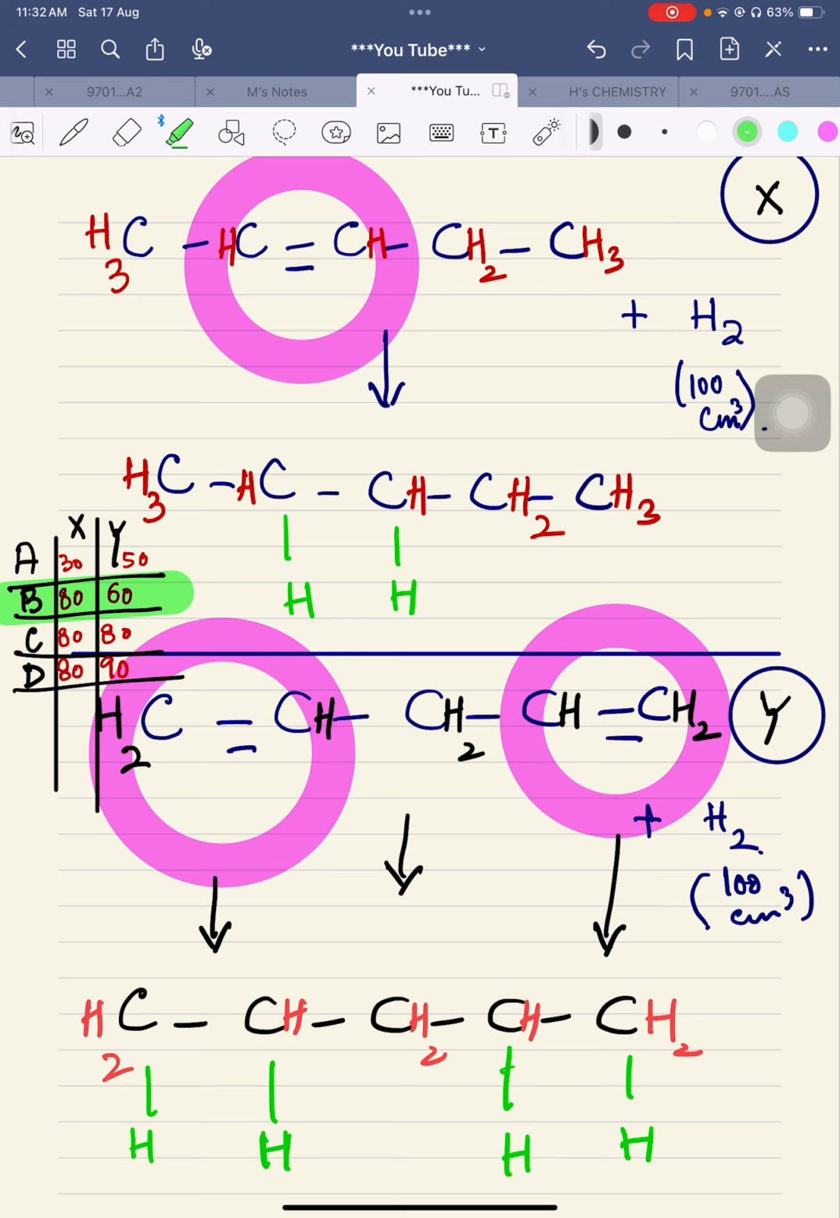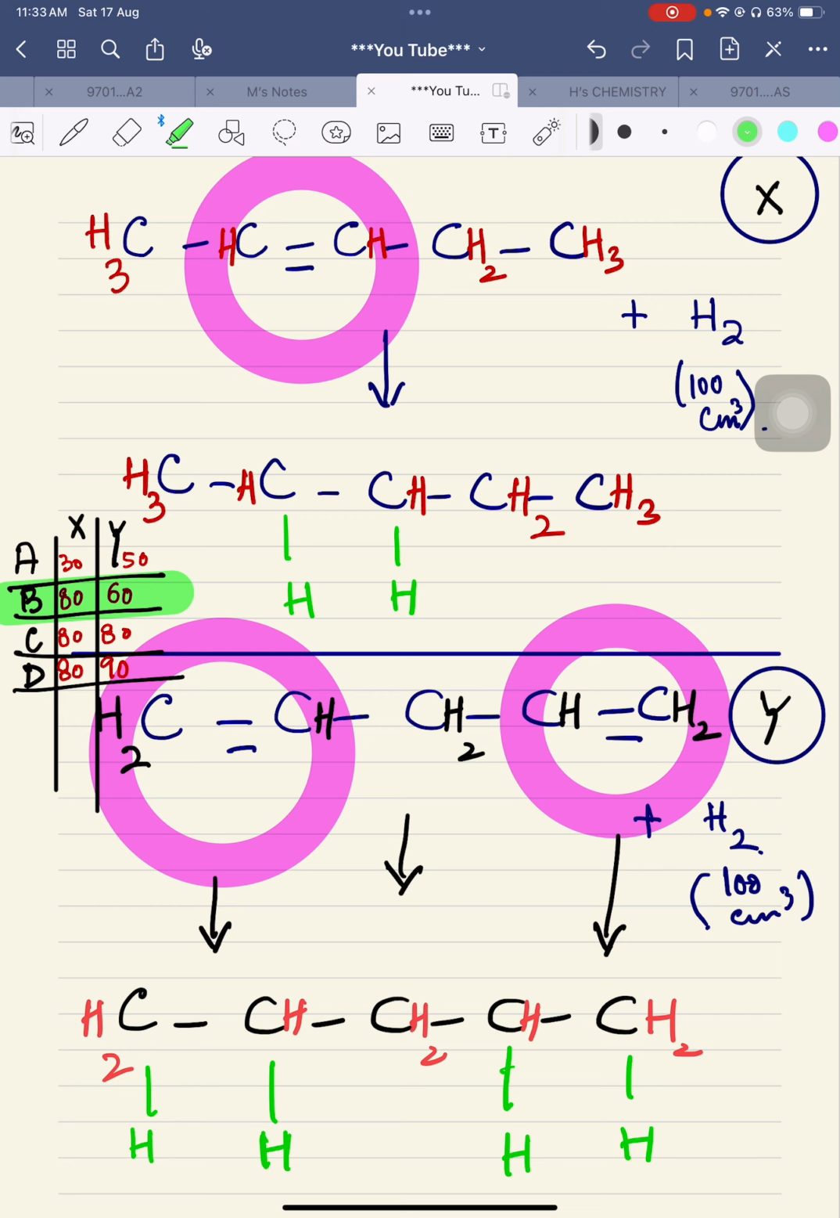C will be the wrong option, because both of them cannot release the same volume of hydrogen after the reaction. D is wrong as well, because in D, X is releasing lesser hydrogen, whereas X should release more hydrogen, and Y is releasing more, whereas Y should release a lesser volume of hydrogen. The same is happening with A. A should be the opposite basically.